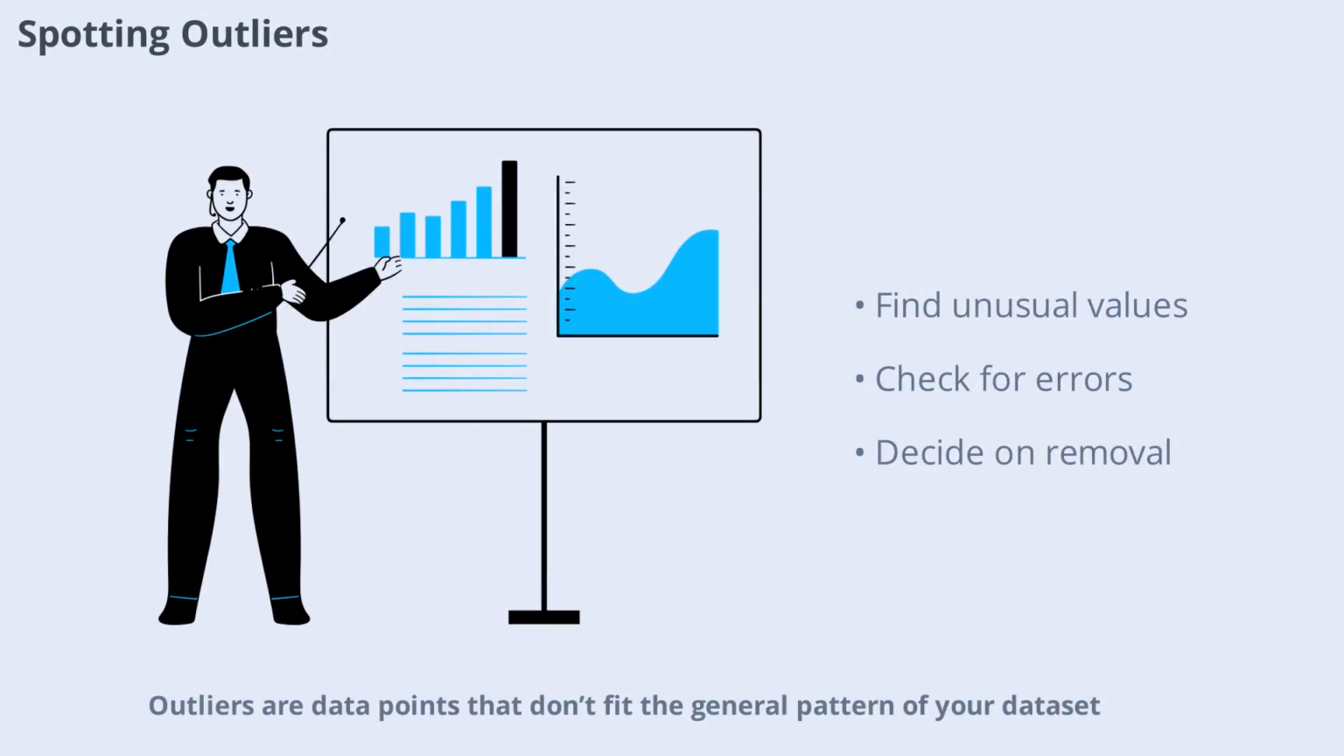Outliers are data points that don't fit the general pattern of your dataset. They can be caused by errors, rare events, or just natural variation. During EDA, spotting outliers is key because they can skew your results or indicate something important. By visualizing your data and running summary statistics, you can quickly identify these unusual points and decide how to handle them.